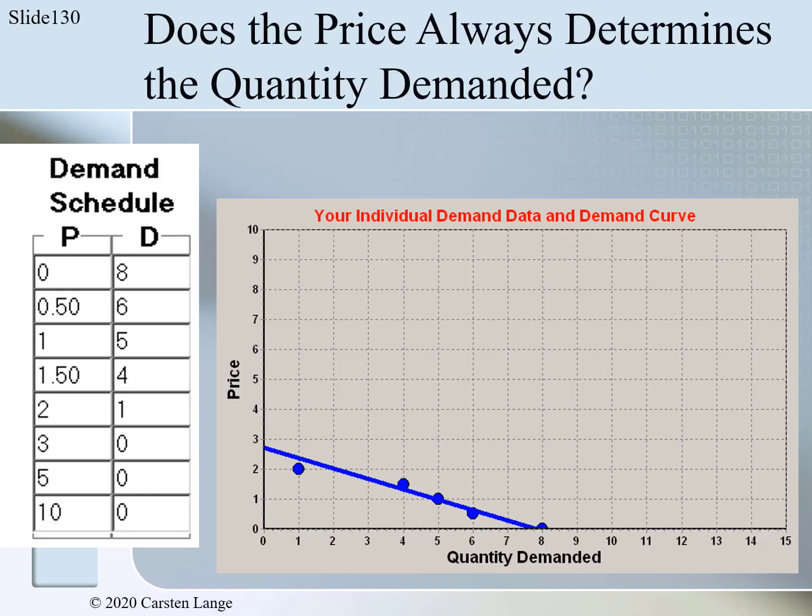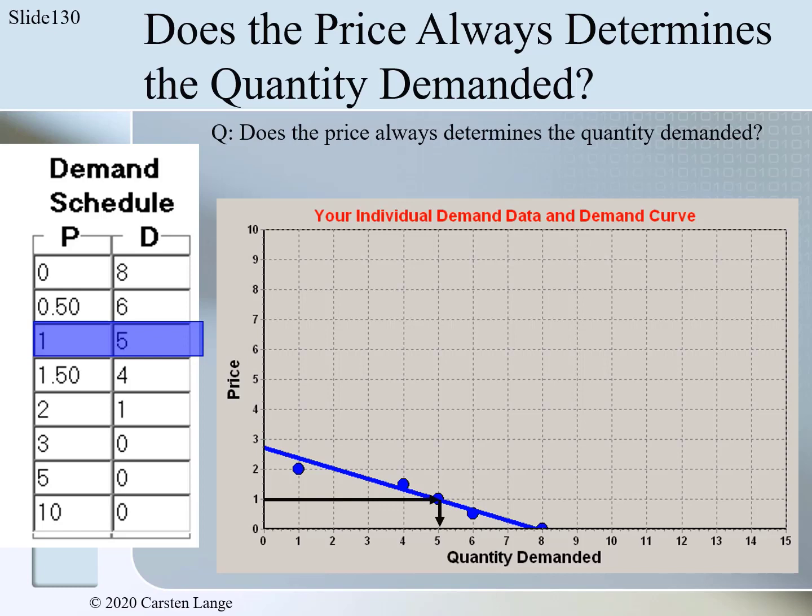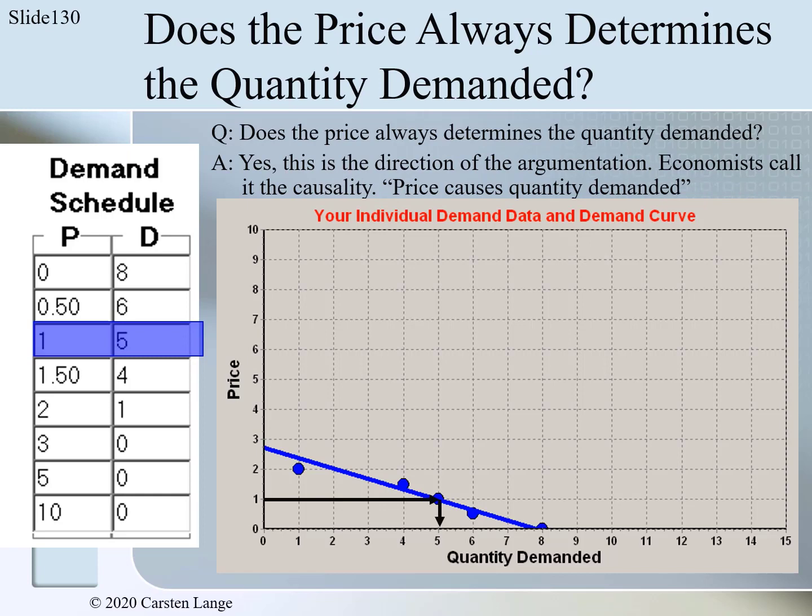Here's another question. We said that the demand schedule as well as the demand curve always assign demanded quantities to prices. For example, if the price is 1, the demanded quantity would be 5. If the price increases to 1.50, the demanded quantity would be 4. So does this mean the price always determines the quantity demanded? The answer is yes. This is the direction of the argumentation. Economists call it the causality. Price causes quantity demanded.